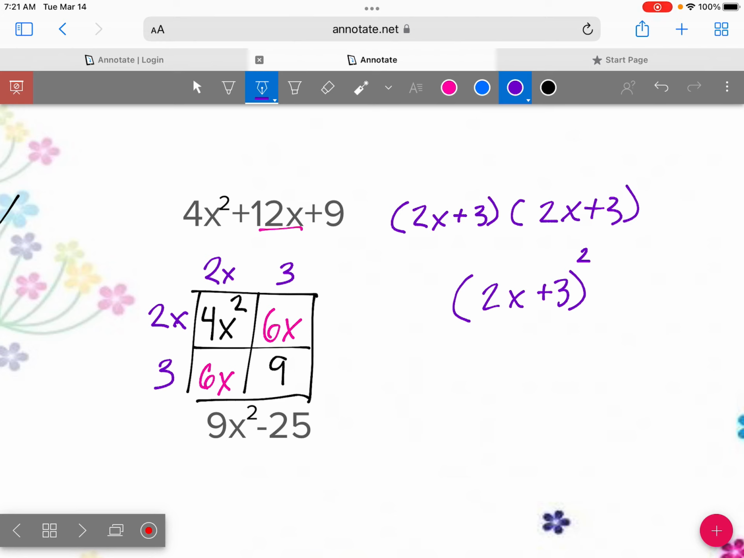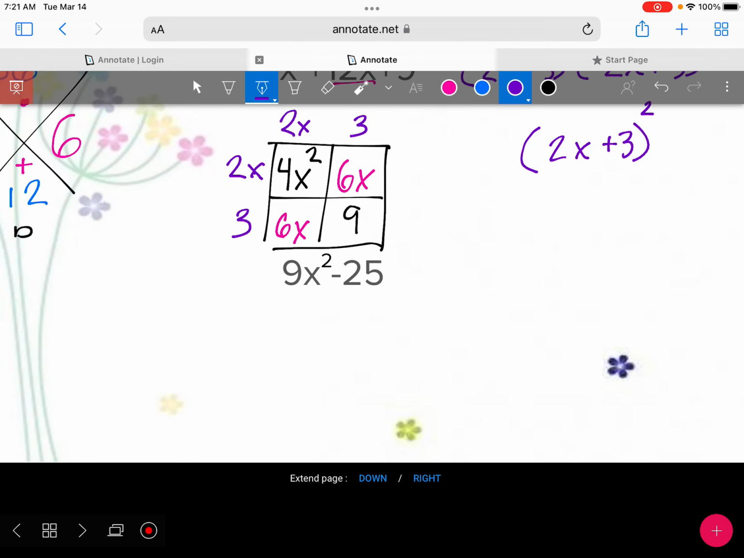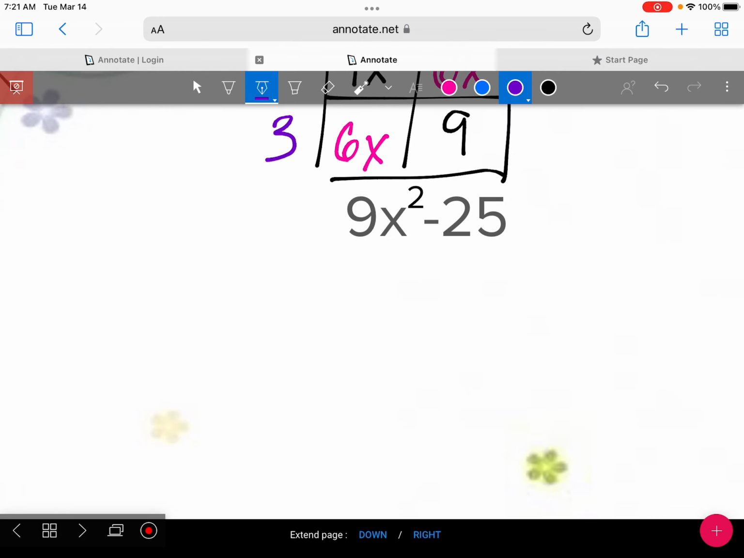Questions on that first one? How about the second one? The second one has a shortcut option, which we love a shortcut. First things first, it does have an A value, so we are once again going to check and see if there's a greatest common factor. Is there a greatest common factor here? But what do we notice about this? It's a negative 25.